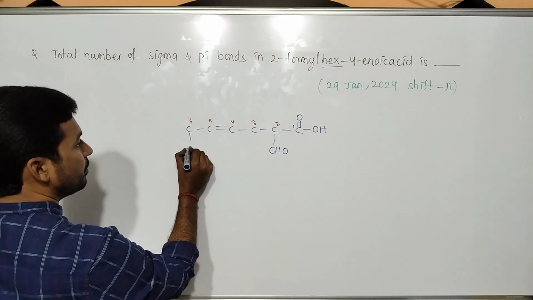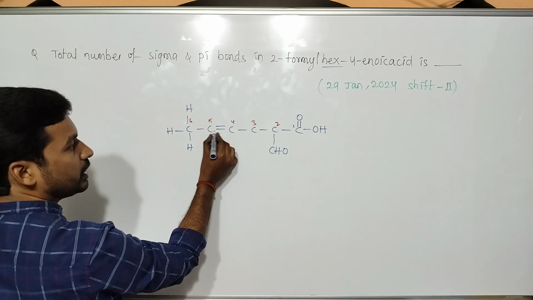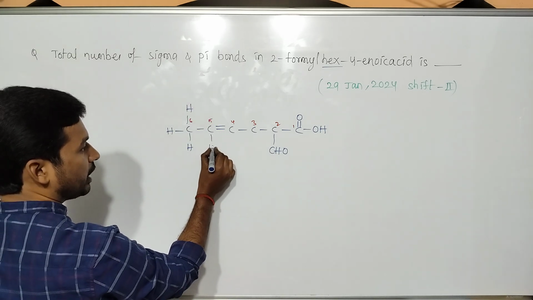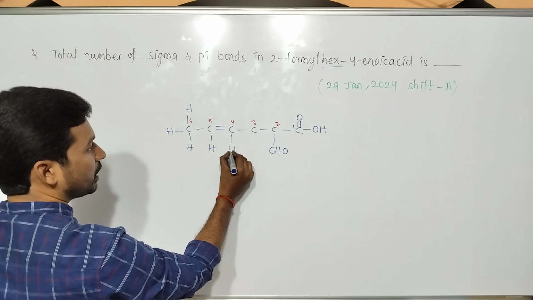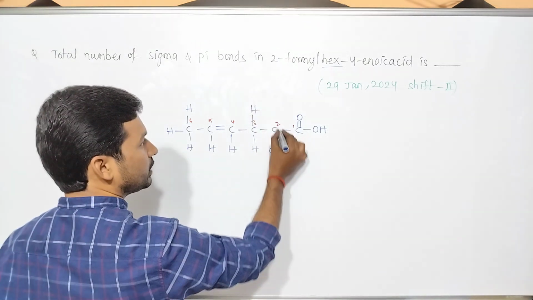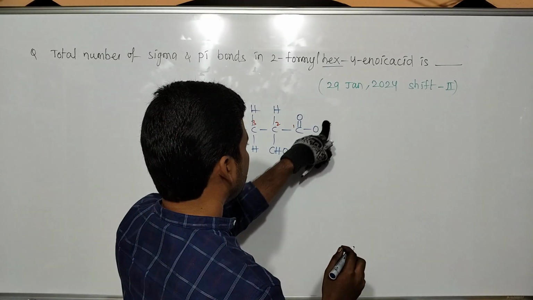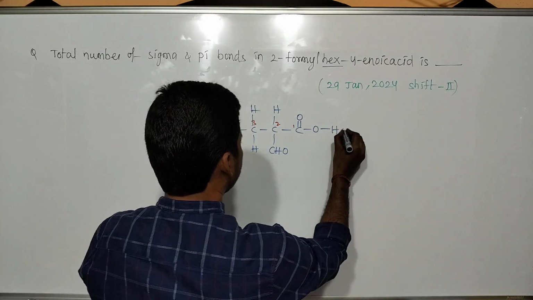Here only one bond, so the remaining 3 are what? Hydrogen. Here only 3 bonds means 1 hydrogen. Here 3 bonds means 1 hydrogen. Here only 2 bonds means 2 more hydrogen. Here 3 bonds means 1 hydrogen. Here between O and H, 1 sigma bond is there.